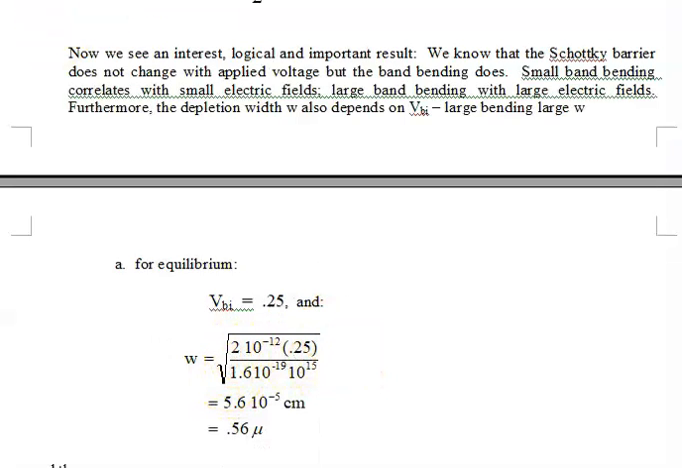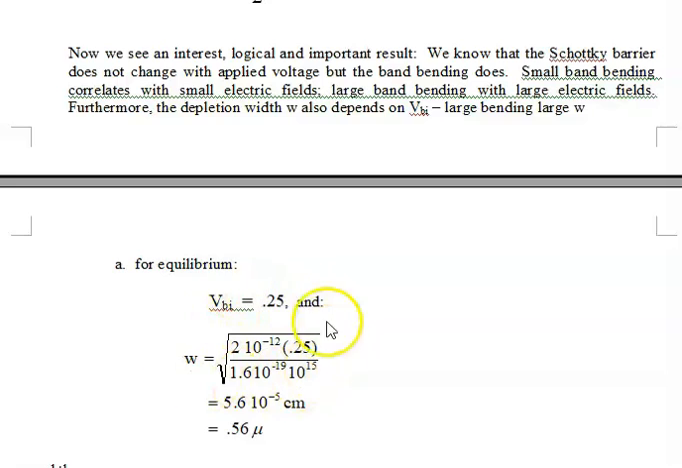So we'll start with equilibrium, where VBI is equal to 0.25 volts. We found that way back from example 1, that the barrier height is 0.25 electron volts if we're using phi. If we're using it in voltage, it's 0.25 volts.